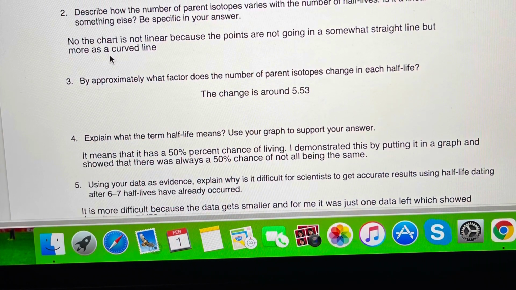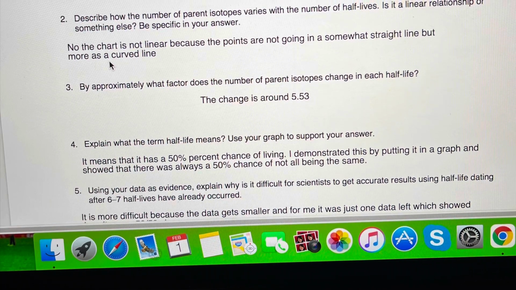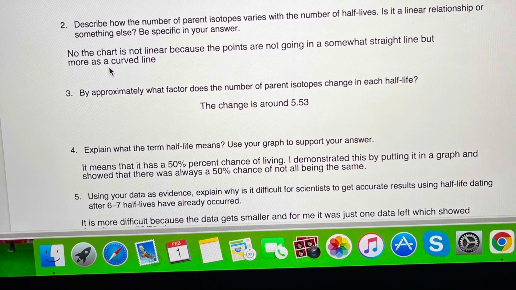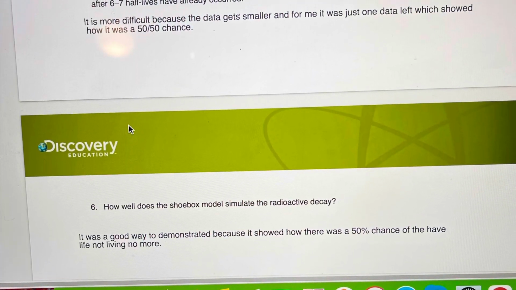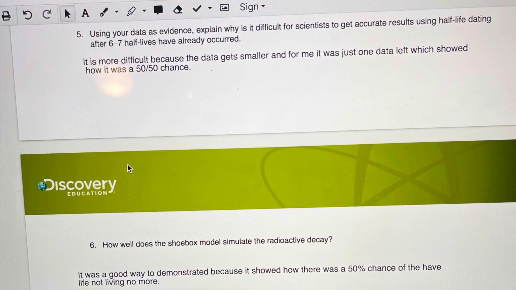Number 4, it means that it's a 50% chance of living. I demonstrated by putting it in the graph and showing that there was a 50% chance of it not being the same. Number 5 is more difficult because the data gets smaller for me and it was just one data point left, which showed how it was a 50-50 chance. Number 6, it was a good way to demonstrate because it showed there was a 50% chance of it having a life no more.